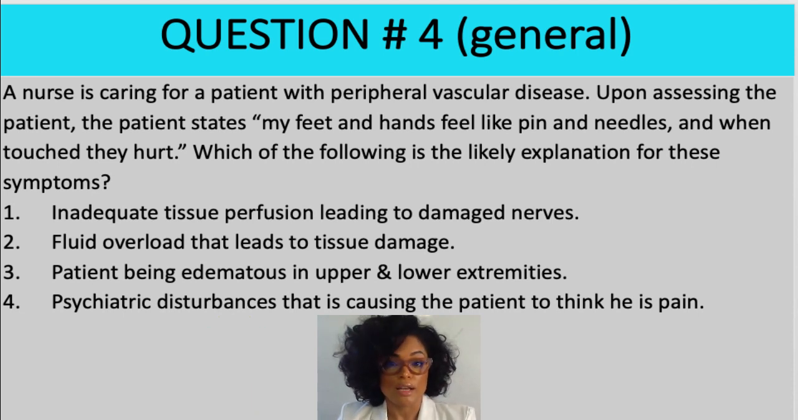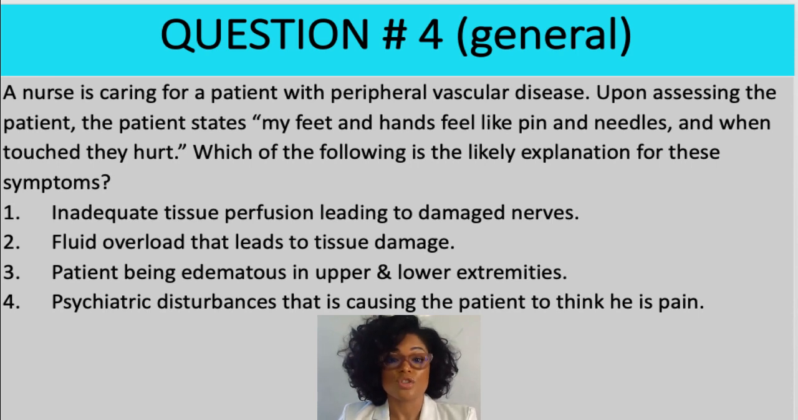So we will eliminate that one. 3. Patient being edematous in upper and lower extremities. Is this something that is being told in the question? When looking at the question, it mentions nothing about edema. It's talking about peripheral vascular disease. 4. Psychiatric disturbances that is causing the patient to think he is in pain.